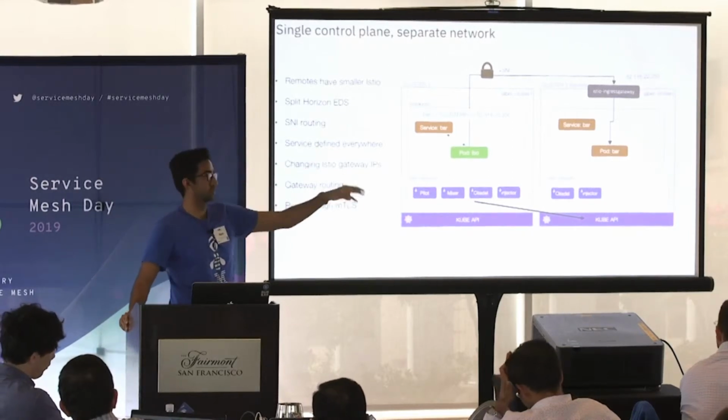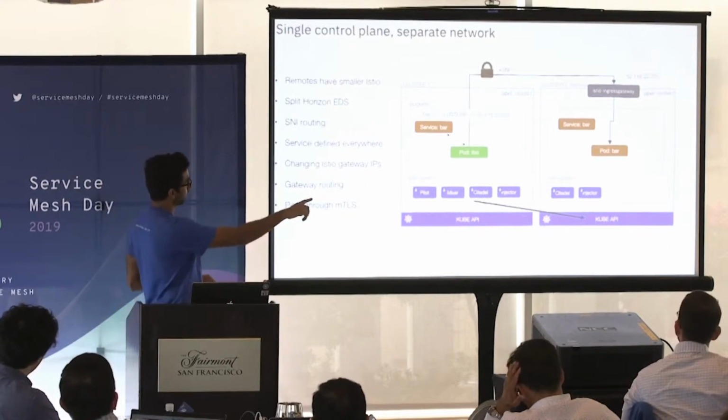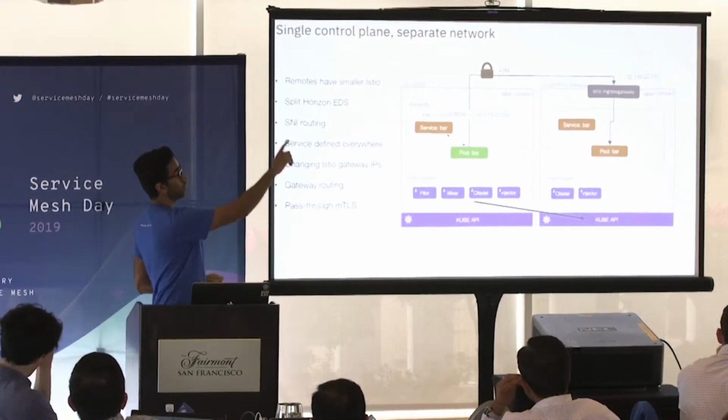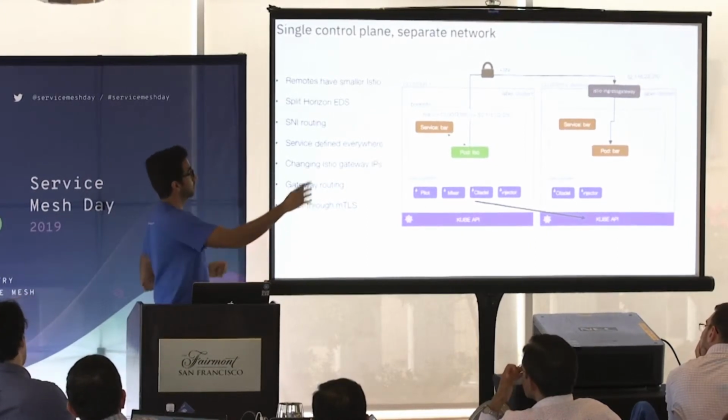So each one of the clusters, you treat them as separate networks. They have a network label associated to it. That network label, associate that with the ingress gateway, and all the services that are in that cluster are also associated with that ingress gateway.